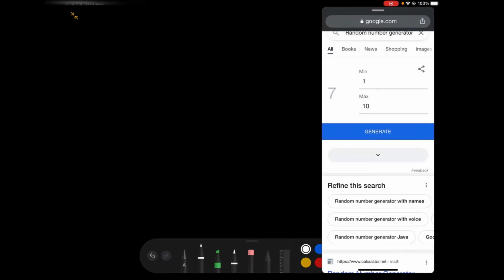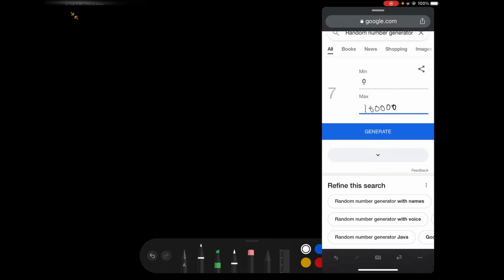Today I am going to tell you how to convert any number into a binary number. For that you need just a pen and paper. So let's begin. First we will pick a random number. This can be between 0 and any limit. Now we will click on generate.